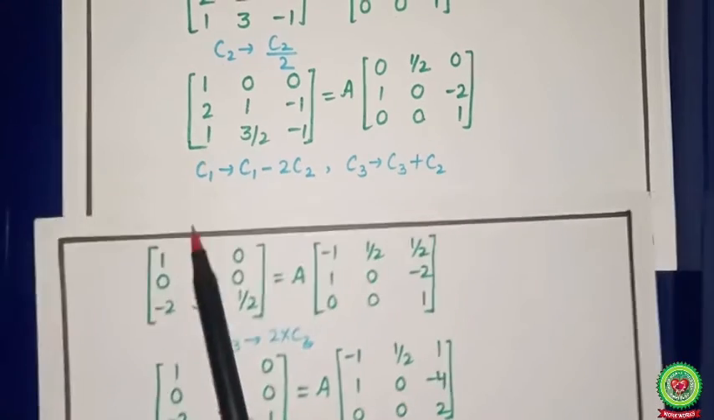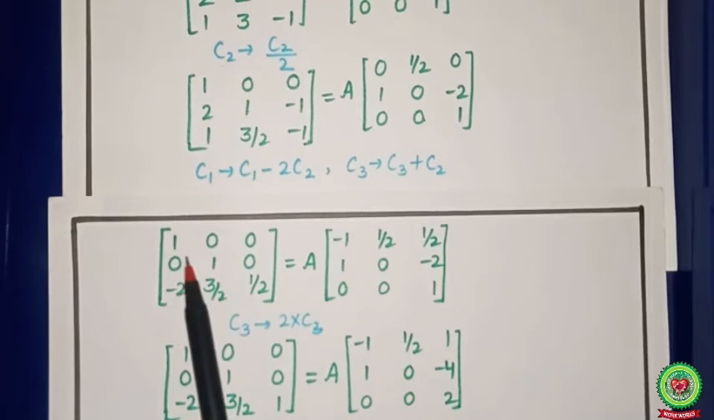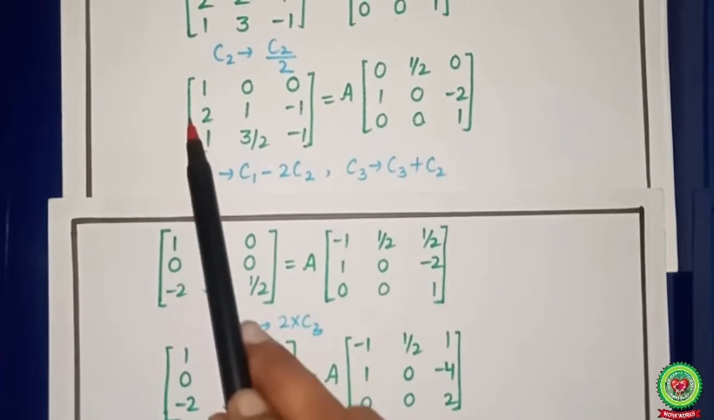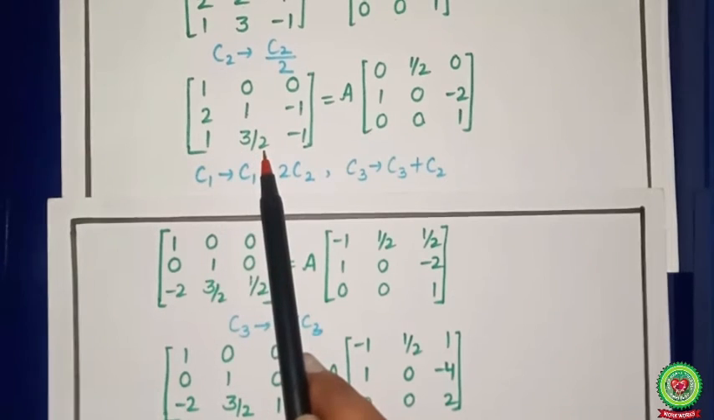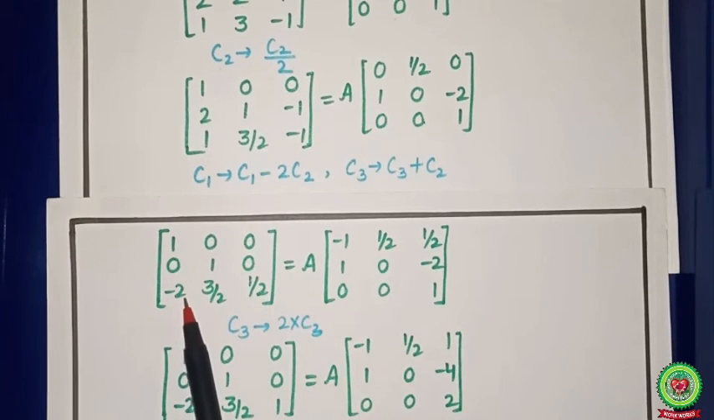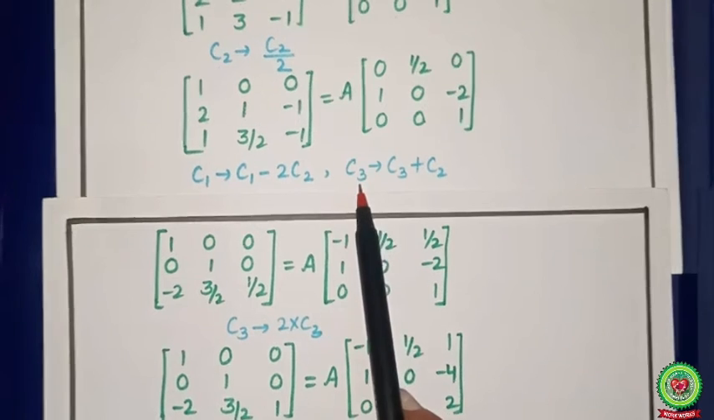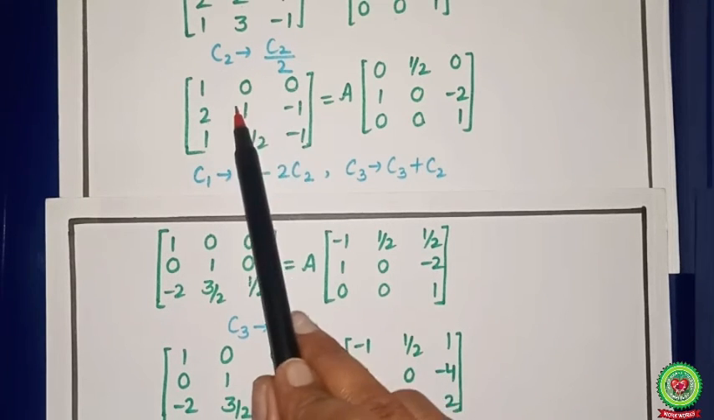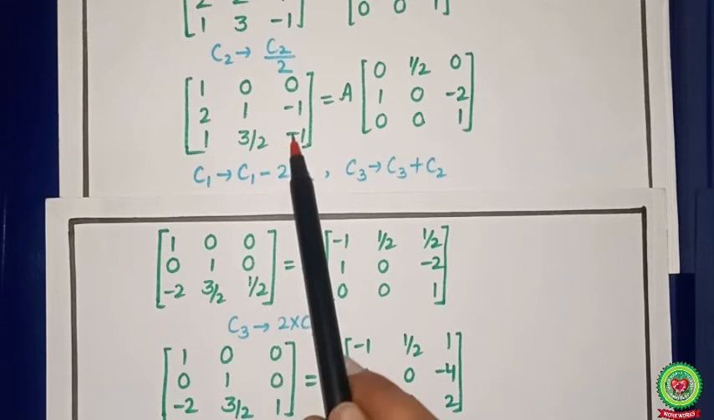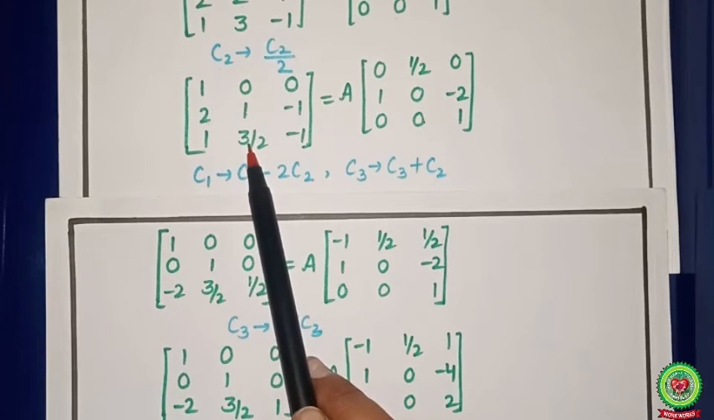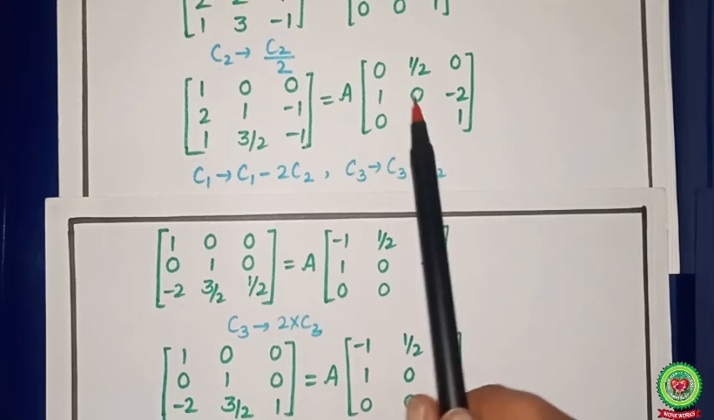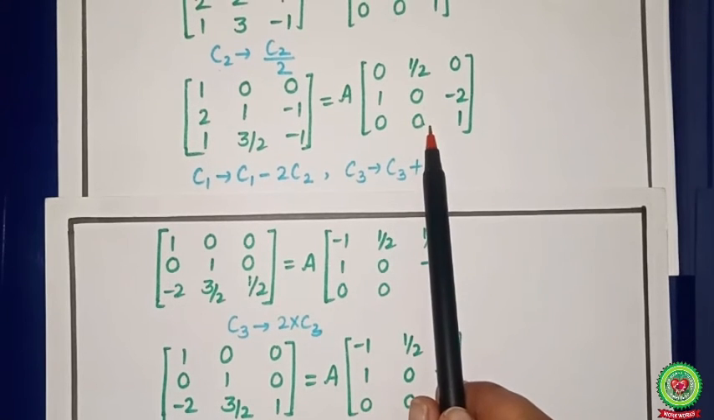Now let's see the calculation here. So it is 1 minus 2 times 0, it is 1. 2 minus 2 will be 0. 1 minus 2 times 3 by 2. So answer is minus 2. Now third column operation, 0 plus 0 will be 0. Minus 1 plus 1 will be 0. Minus 1 plus 3 by 2. So answer is 1 by 2. Same operation will be applied on the right hand side also.